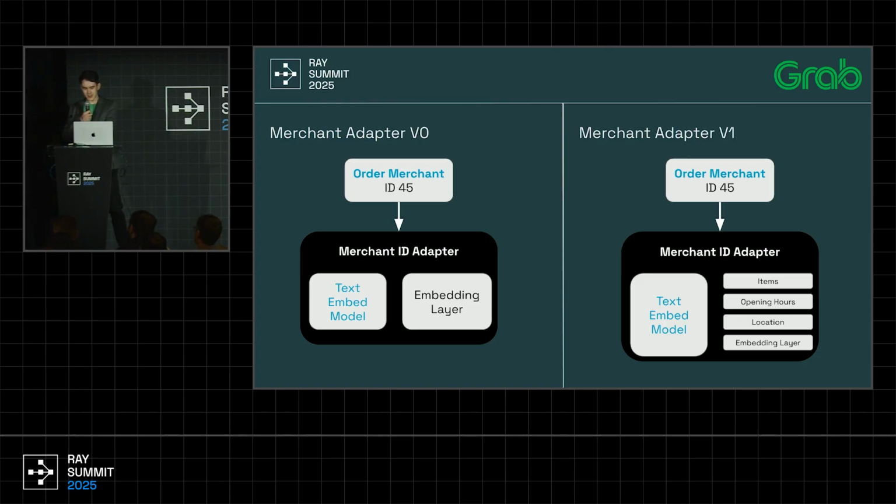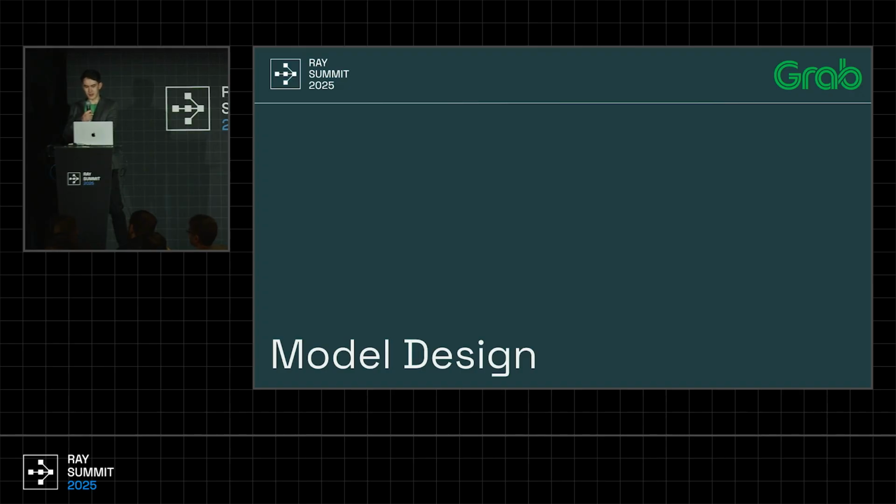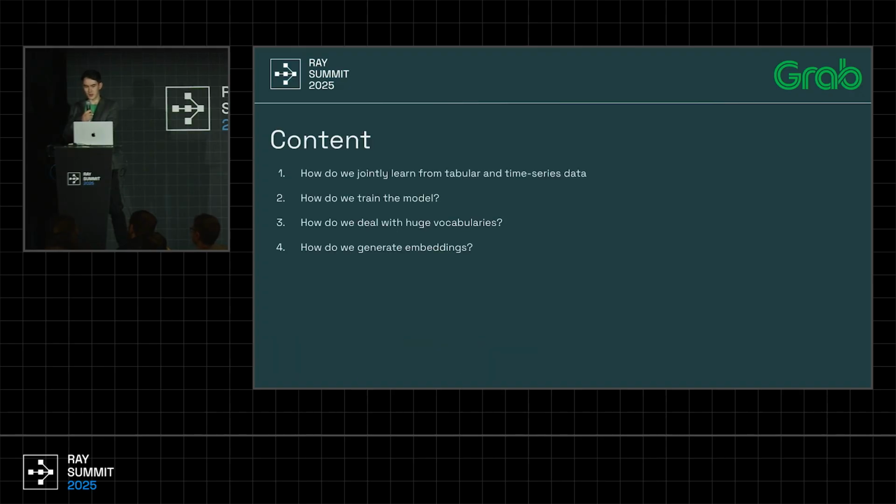So now we can understand the different modalities, but how do we build a foundation model on top of that? I want to talk about 4 points. So how do we jointly learn from tabular and time series data? Both have very different requirements. Tabular data needs to be column invariant, so you don't want to have different predictions if you change column order, whereas for time series, the order of the actions is very important.